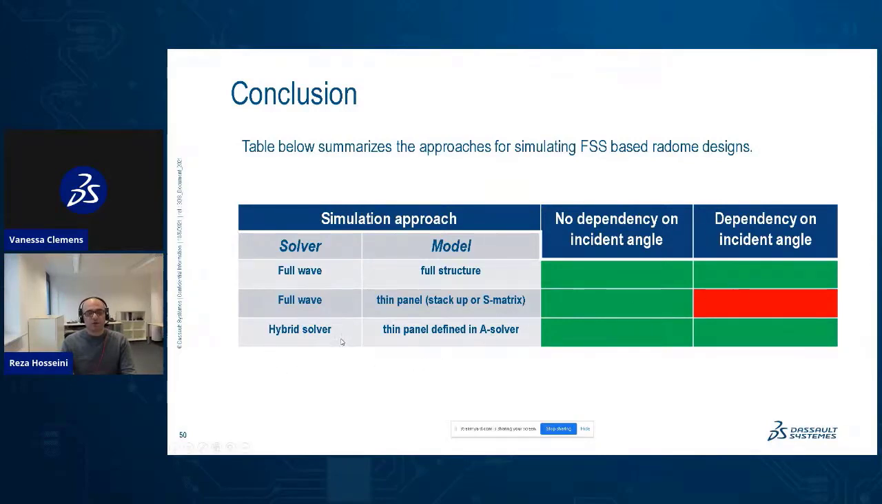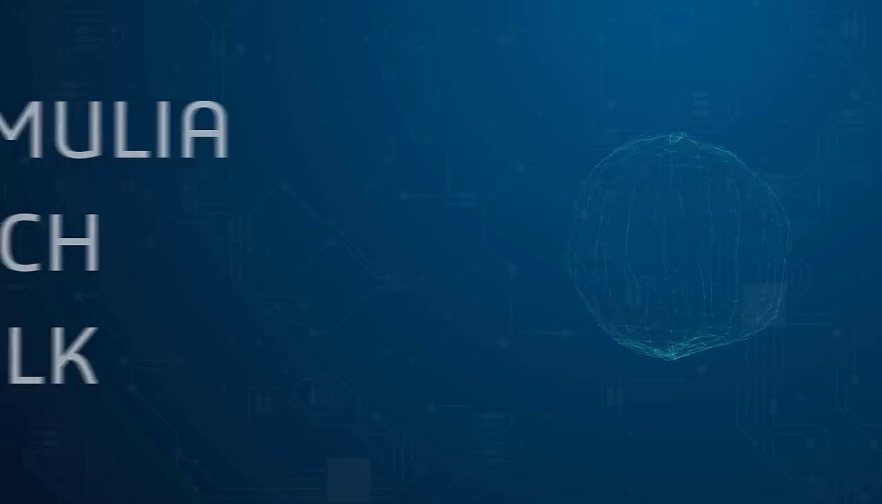And using a hybrid solver, basically using the asymptotic solver that can help us simulate the behavior of the radome, we model the radome with the help of the SIM panel in the asymptotic solver, which is a table with angular dependent and frequency dependent behavior. So then we're good to go for no dependency and also dependency, because the table is angular dependent.